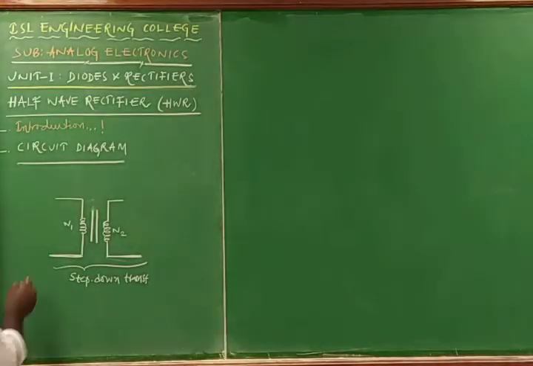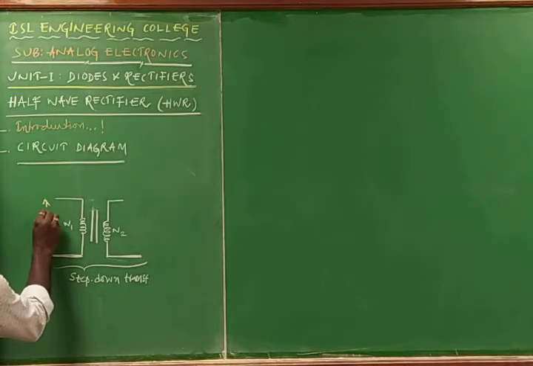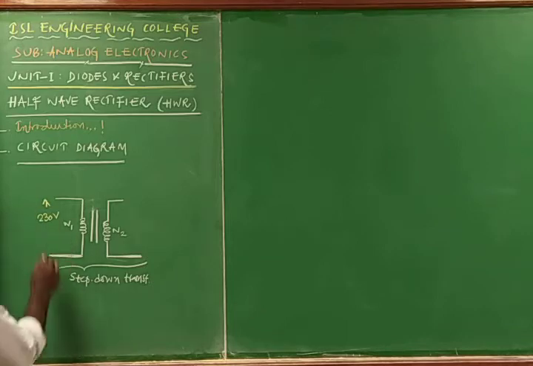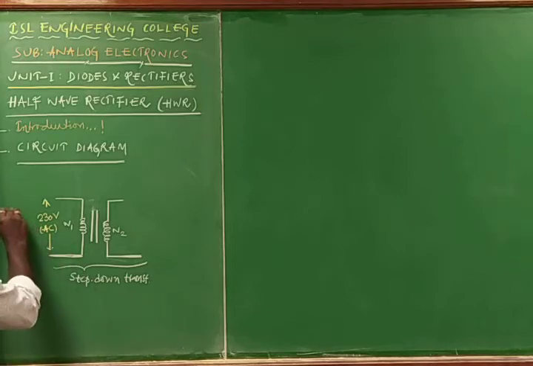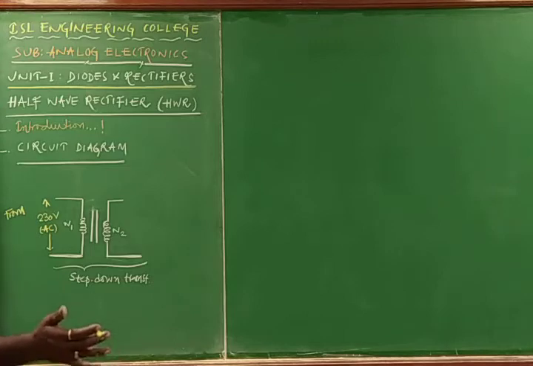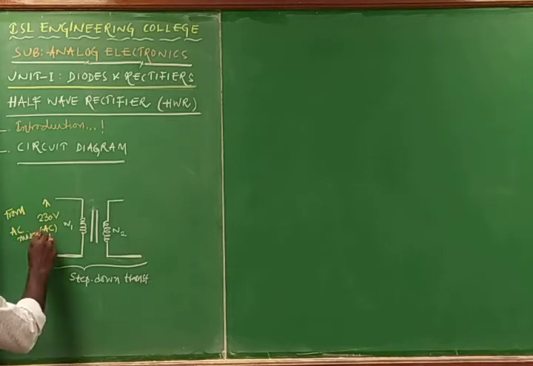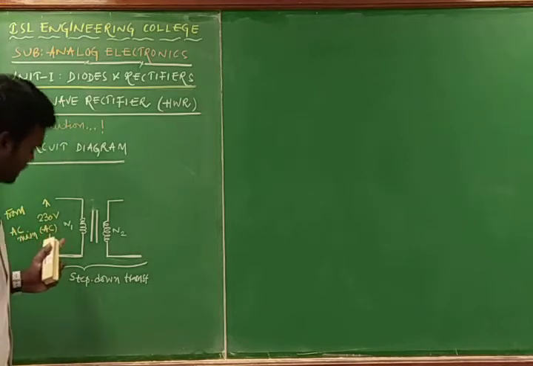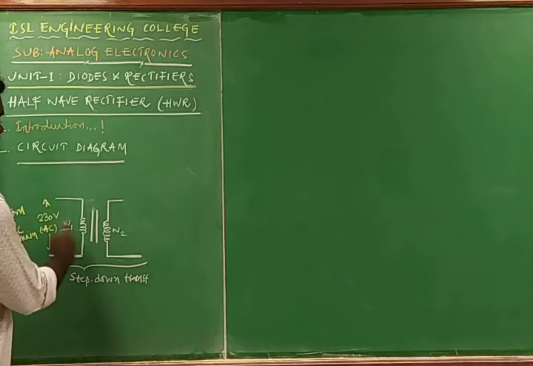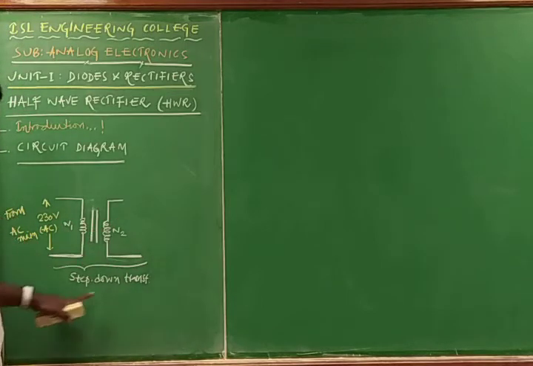The input signal we have been getting is from the AC mains, that is about 230 volts of AC signal. AC mains is nothing but the switch box. Whatever switch boxes we have in the home, that provides 230 volts of AC signal. We have been getting this 230 volts of AC signal from the AC mains, and it is applied as an input for the step down transformer.